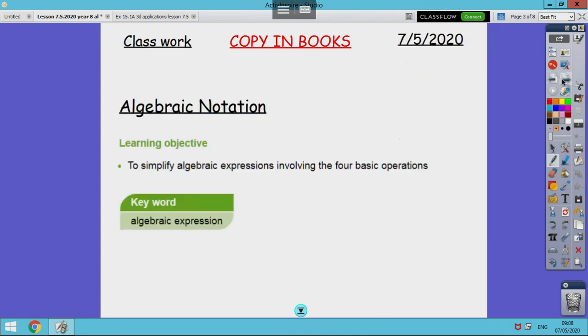So your date, title and learning objective are here. Can you please copy those down and underline them in your books? Today's the 7th of May. Goodness, how the time's going. And your title is algebraic notation, and your learning objective is there as well. So take your time, pause the video if you need to copy these down, please.